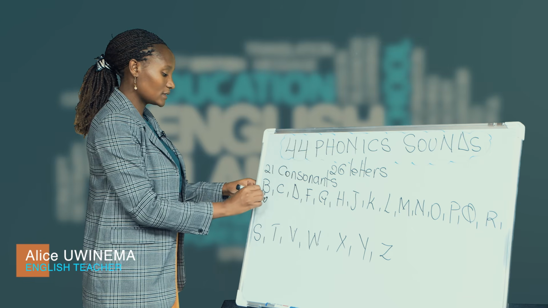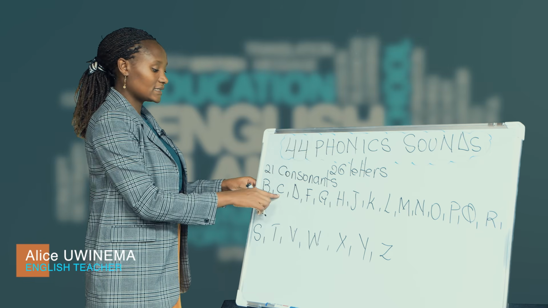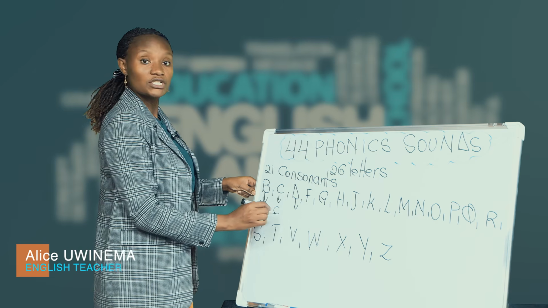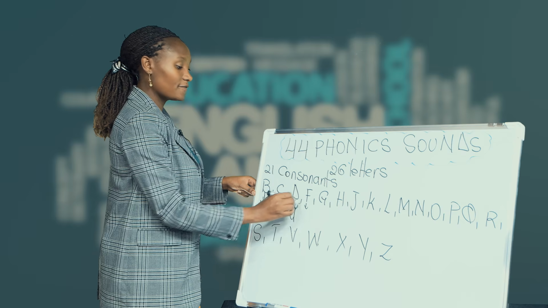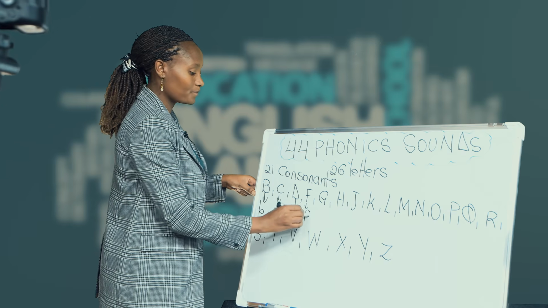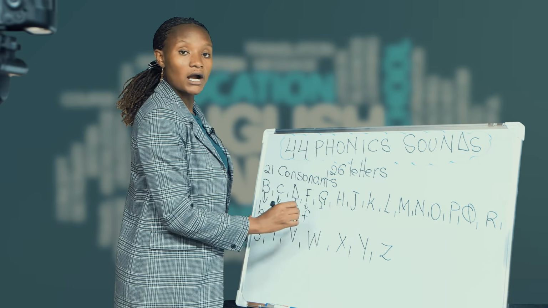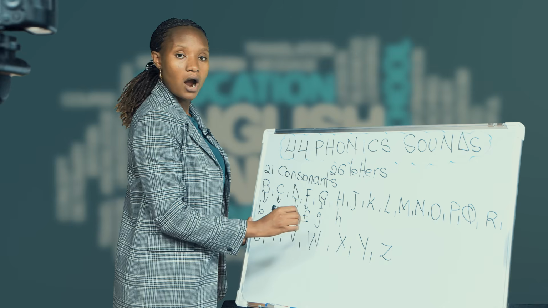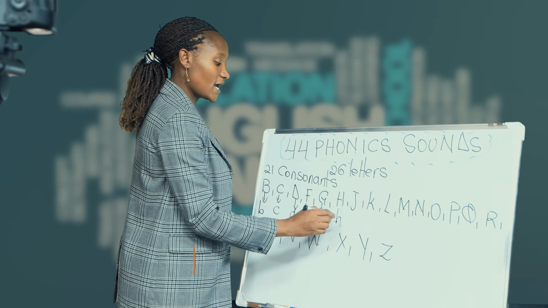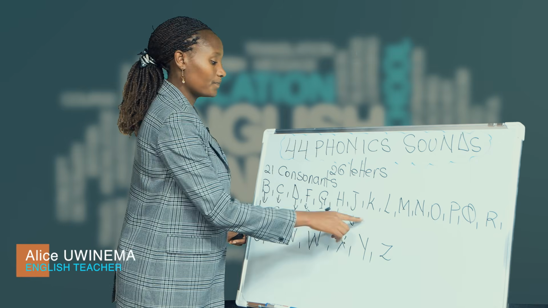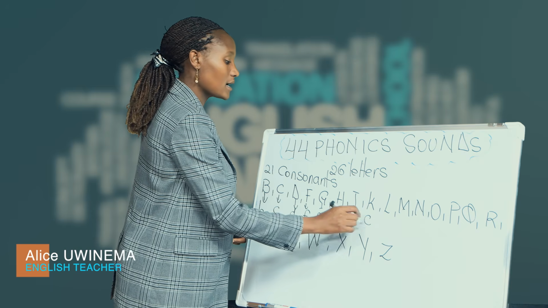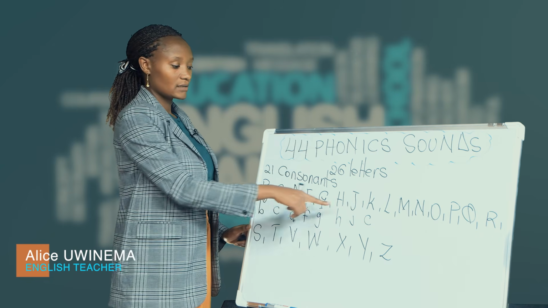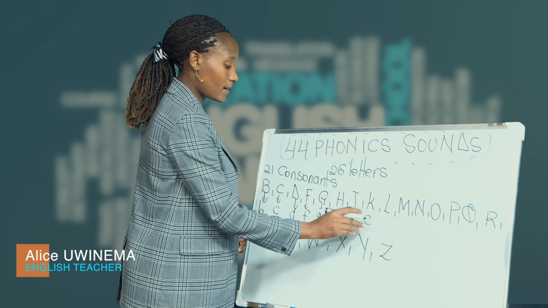B sounds like B. C says K. D says D. F says F. G says G. H says H. J says J. K says K. It makes the same sound as letter C. C says K, same as K.